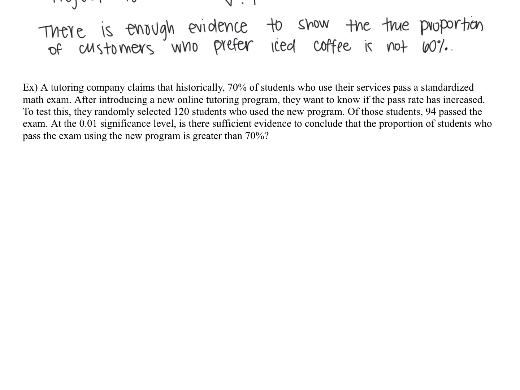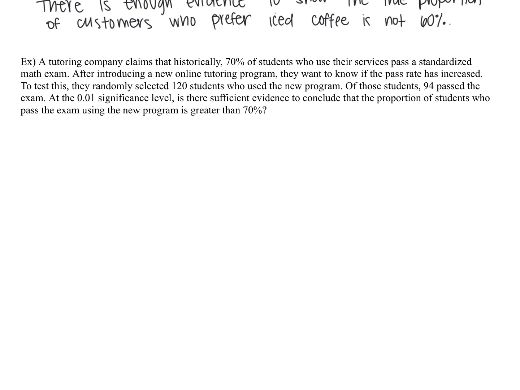For our next example, we have that a tutoring company claims that historically 70% of its students who use their services pass a standardized math exam. After introducing a new online tutoring program, they want to know if the pass rate has increased. To test this, they randomly select 120 students who used the new program. Of those students, 94 passed the exam. At the 0.01 significance level, is there sufficient evidence to conclude that the proportion of students who pass the exam using the new program is greater than 70%?